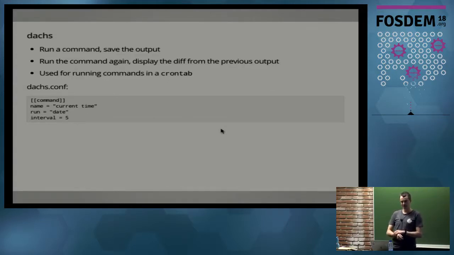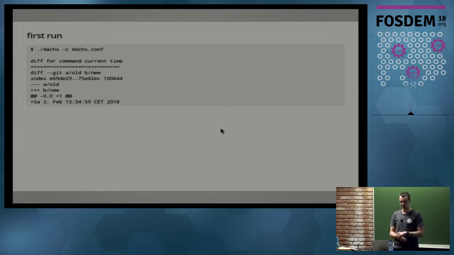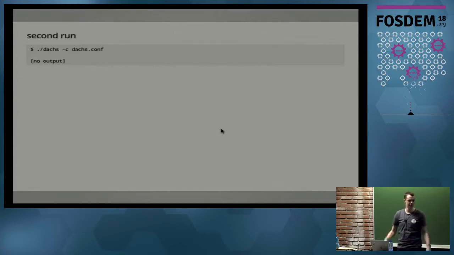What the dux command does is, on the first run, it will just save the output, in this case the date, to a state file. It makes a note of when the command was last run. On the second run, there's nothing to do because it was just 1 second after the first one, so the command isn't executed at all.